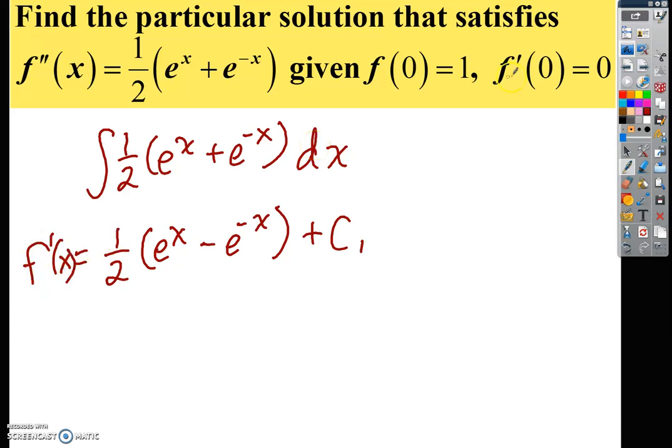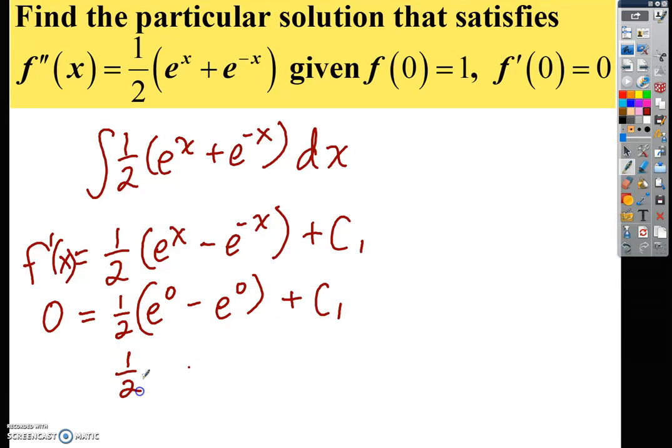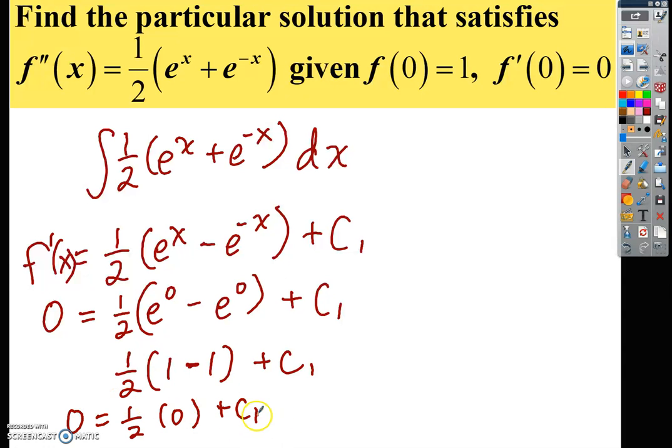So we'll go ahead and plug in our initial condition that we get 0 when we plug in 0. So 0 is equal to 1/2 e to the 0 minus e to the 0 plus c1, which is 1/2 of 1 minus 1 plus c1. So that's 1/2 of 0 plus c1. And so c1 is 0.